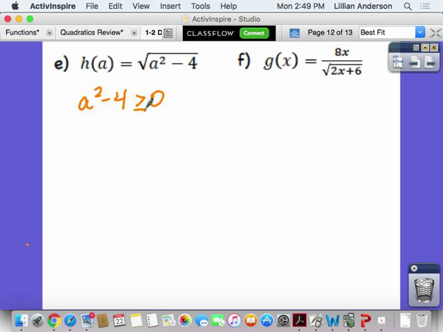How do I solve this? What do I do? Add 4. Square root. And whenever you square root, you have to remember what? Its square root of 4 is? Am I making a number line here? Yes.